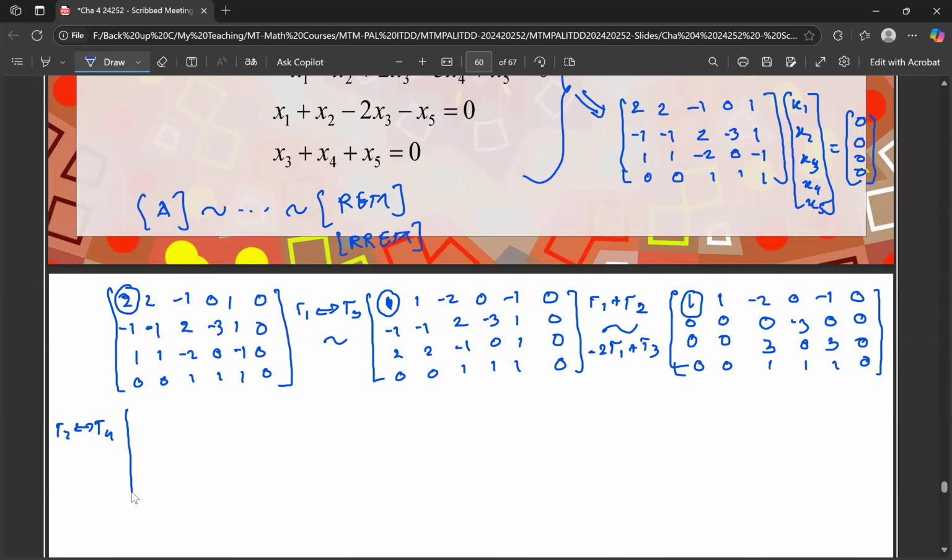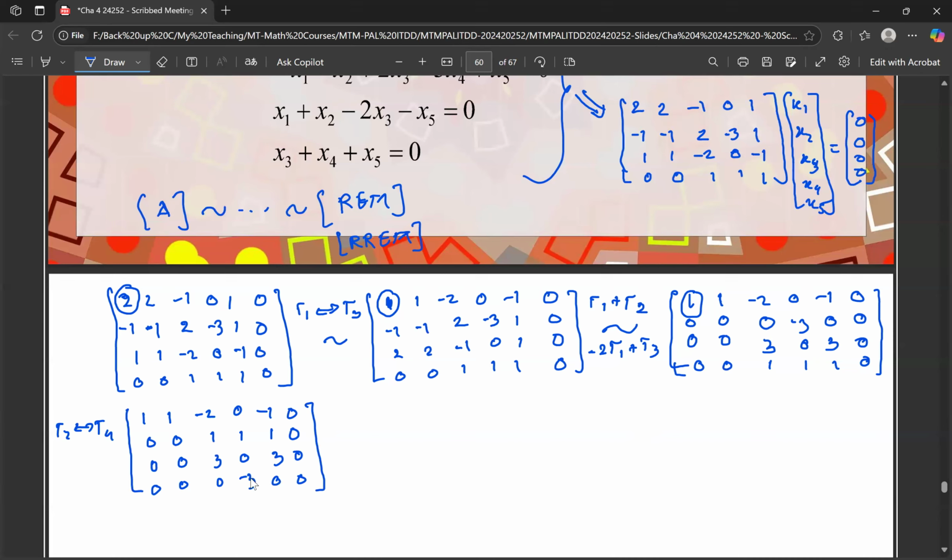We have 2, 0, 1, 0. This will be 0, 0, 1, 1, 1, 0. This is 0, 0, 3, 8, 3, 0, 8, 3, 0, and this is 0, 0, 0, -3, 0, 0, 0.